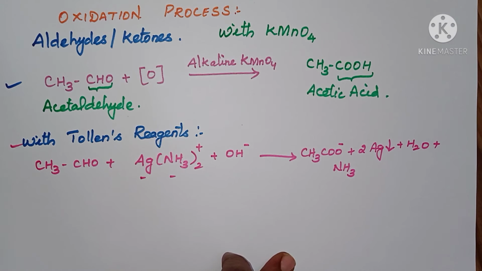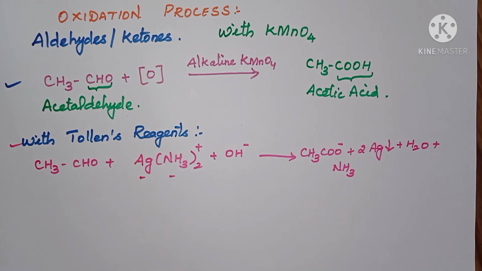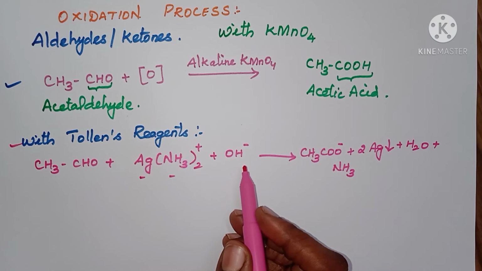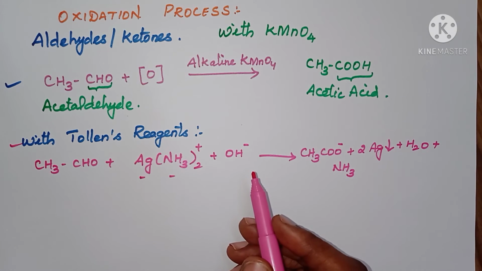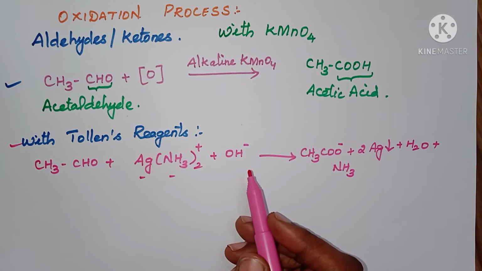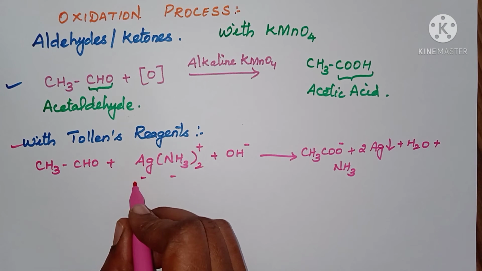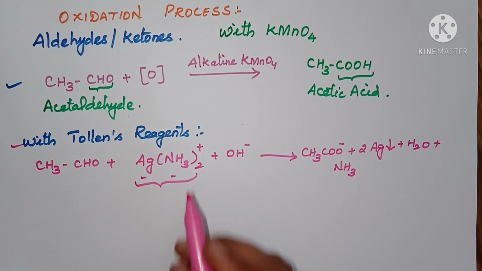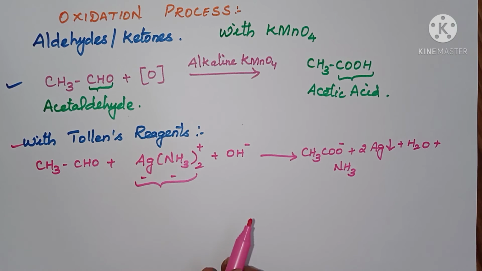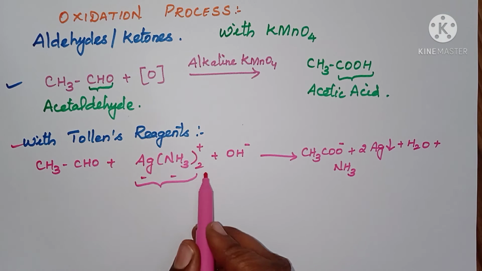It is prepared by taking a drop of silver nitrate and adding sodium hydroxide, which gives a brown precipitate of silver oxide. That will be dissolved in ammonia to form a complex. So that is called ammoniacal silver nitrate. This is the active species, called Tollens reagent, Ag(NH3)2 plus.